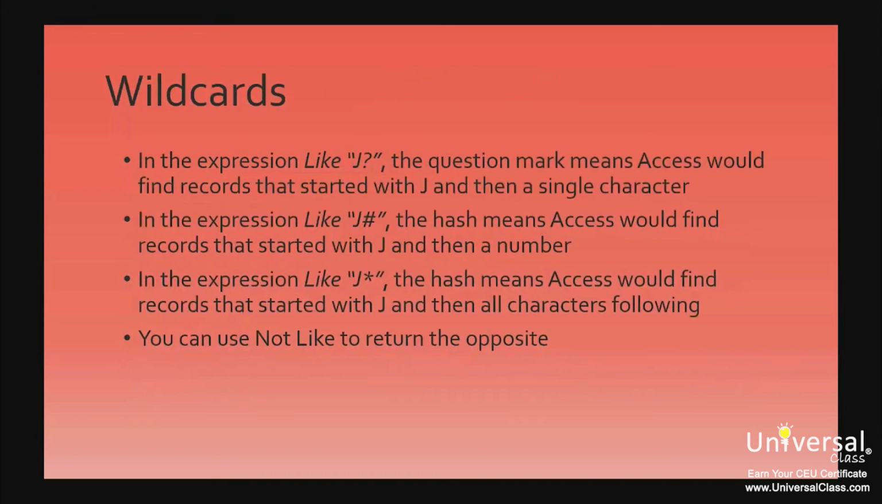Here are some other wildcards. In the expression Like J?, the question mark would make it so that Access returns the records that start with J followed by a single character. Or the expression Like J# will return all records that begin with J and are followed by a number. Or the expression Like J* would return all records that begin with the letter J and include all characters following the letter J. Of course, you can use Not Like in addition to Like, just as we did above.